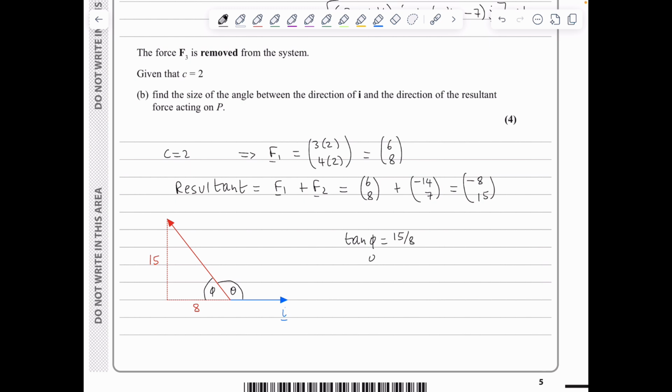This makes phi to be 61.9275..., and therefore theta is 180 minus the 61.9275..., which gives an answer of 118 degrees. This is the angle between the resultant, the F1 plus F2, and the vector i.